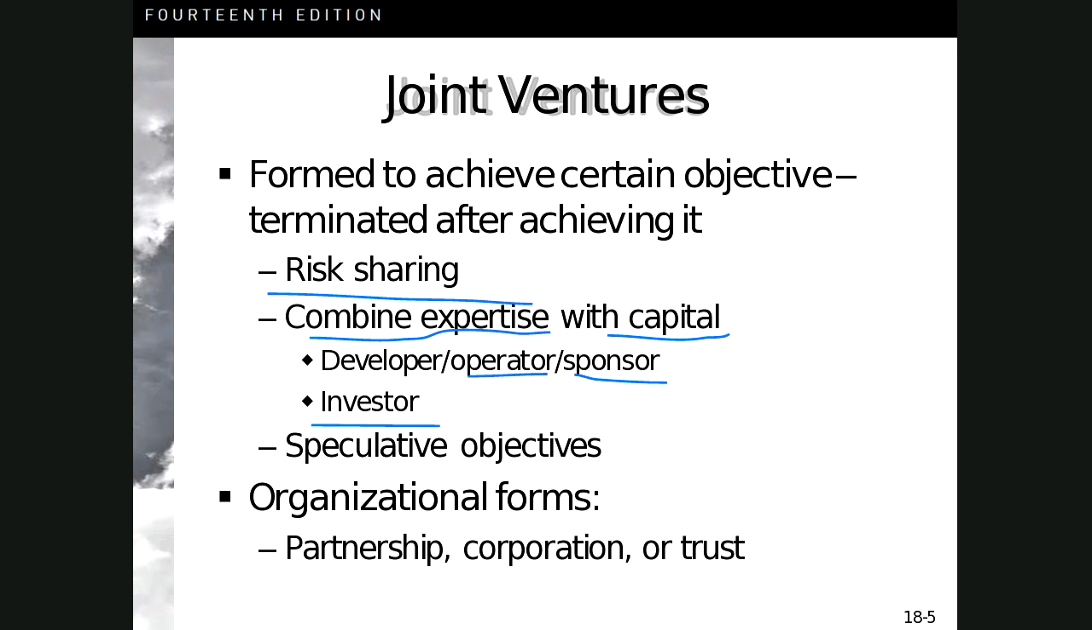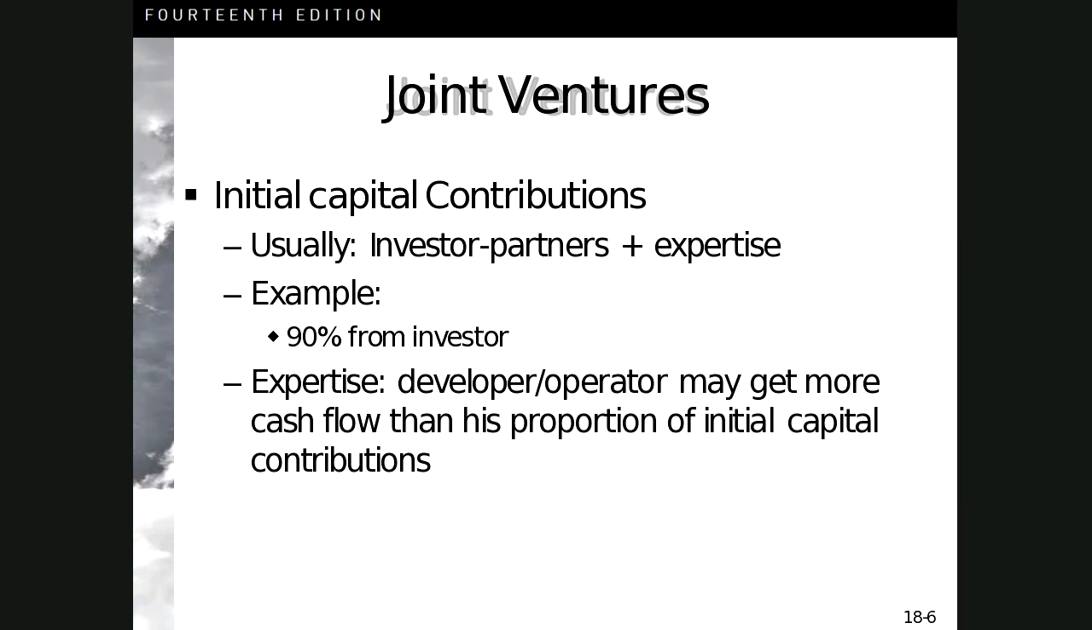So joint ventures can take any of these organizational forms. It can be a partnership, it can be a corp, or it can be a trust. Usually, this first stage is the initial capital contributions. We have an investor and partners plus some expertise. For example, 90% from the investor, then 10% from other expertise. The expertise can be a developer who actually knows how to build things, or an operator.